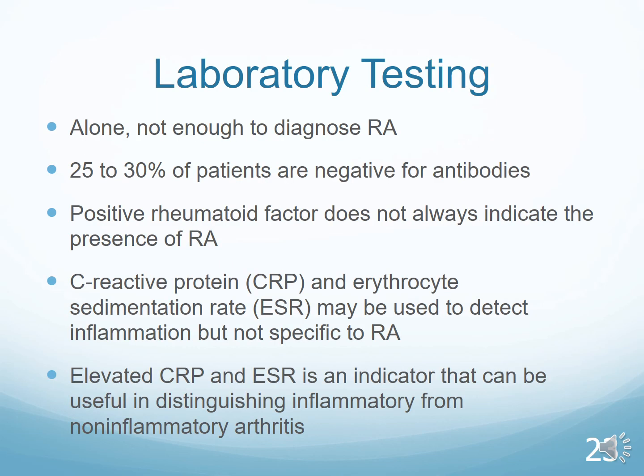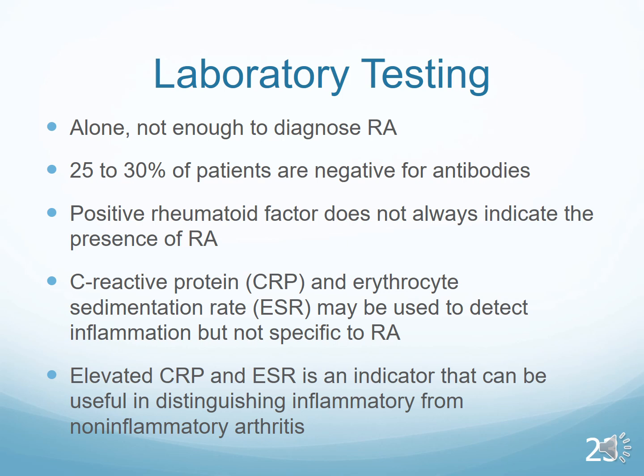So, laboratory testing. Laboratory testing alone is not enough to diagnose RA. 25 to 30% of patients are negative for these antibodies. So a positive rheumatoid factor does not always indicate the presence of RA. So now we have to look at the C-reactive protein and the ESR, the sedimentation rate. These may be used to detect inflammation, but these will not be specific to RA.